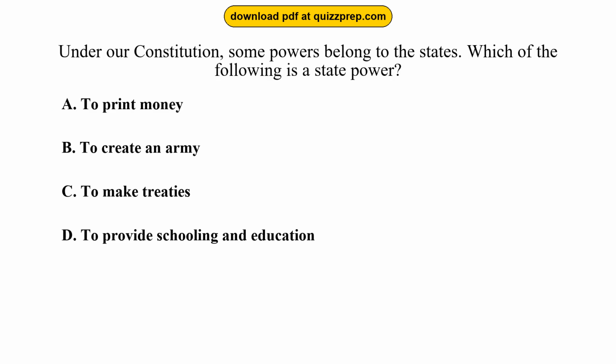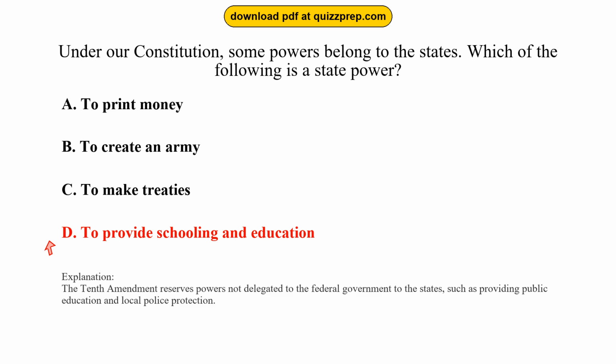Question 8. Under our Constitution, some powers belong to the states. Which of the following is a state power? Option A, to print money. Option B, to create an army. Option C, to make treaties. Option D, to provide schooling and education. The correct answer is option D, to provide schooling and education. The 10th Amendment reserves powers not delegated to the federal government to the states, such as providing public education and local police protection.